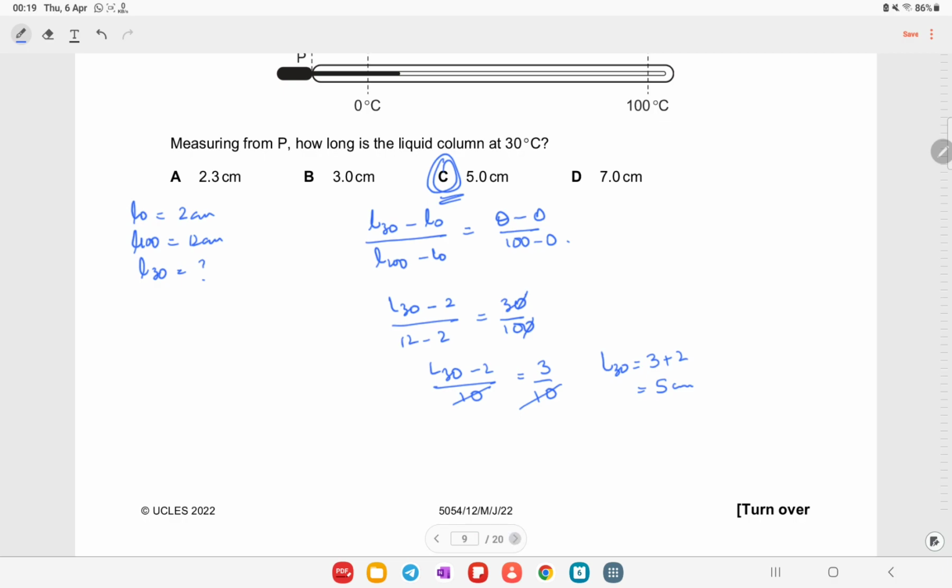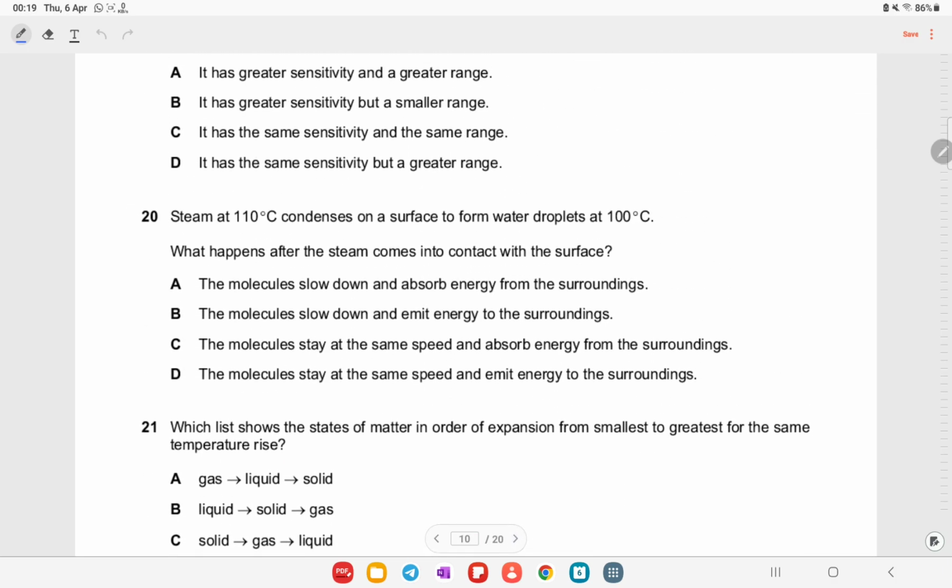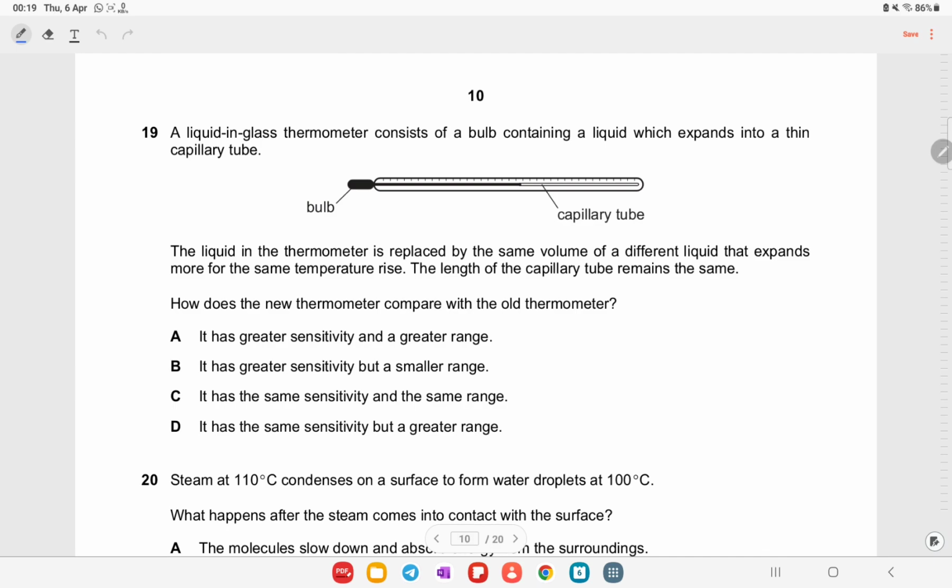Okay, now moving to the next question. A liquid-in-glass thermometer consists of a bulb containing a liquid which expands into a thin capillary tube. The liquid in the thermometer is replaced by the same volume of a different liquid that expands more for the same temperature rise. So the length of the capillary tube remains the same. This is what he is telling you. How does the new thermometer compare with the old?